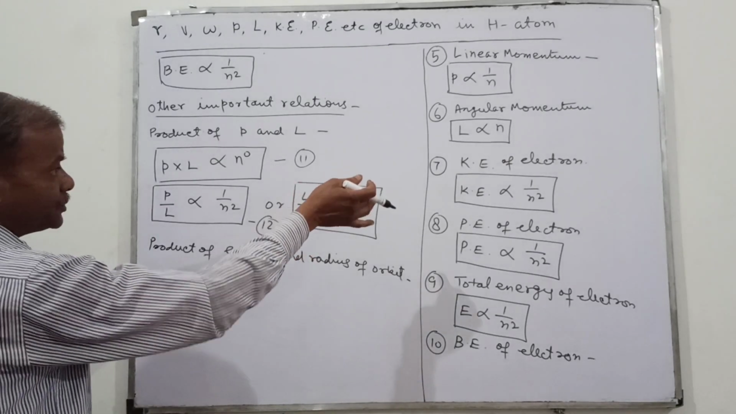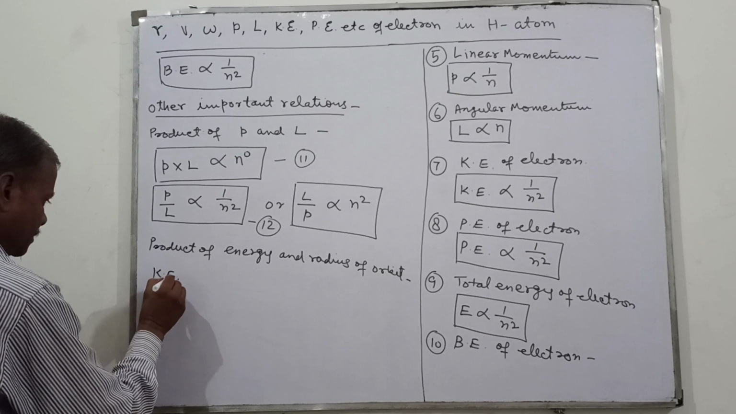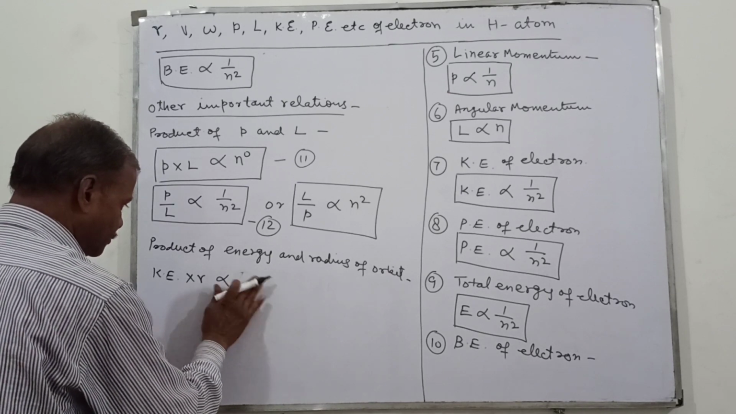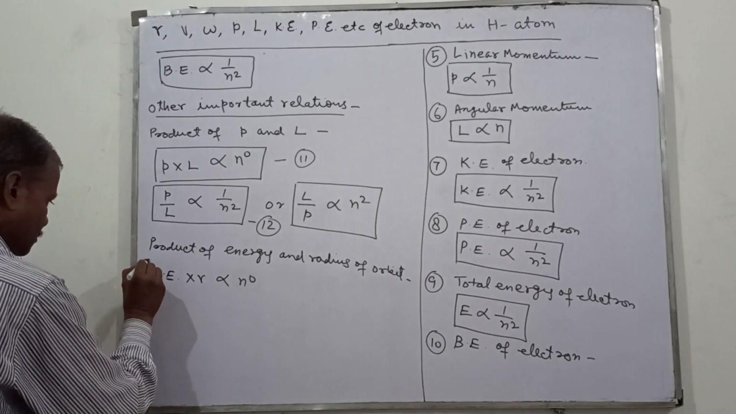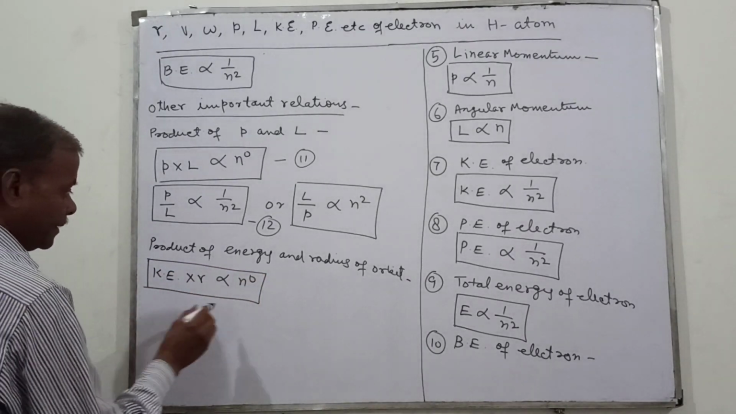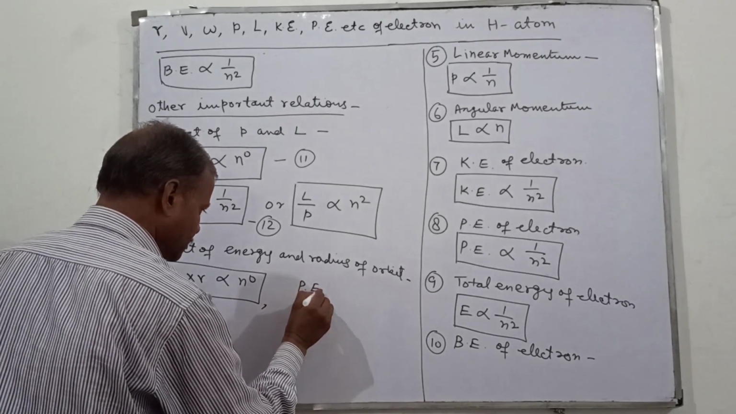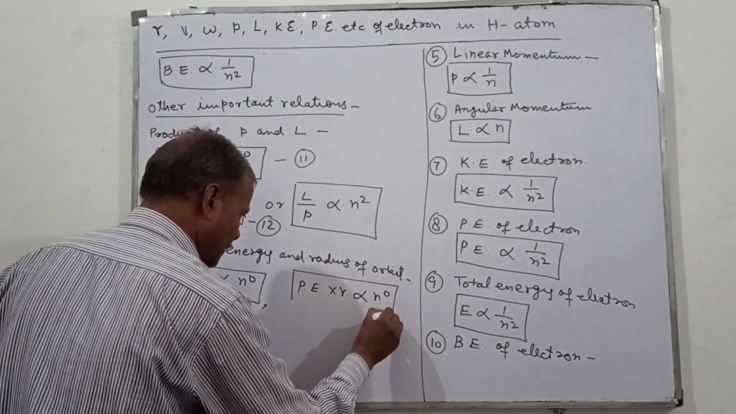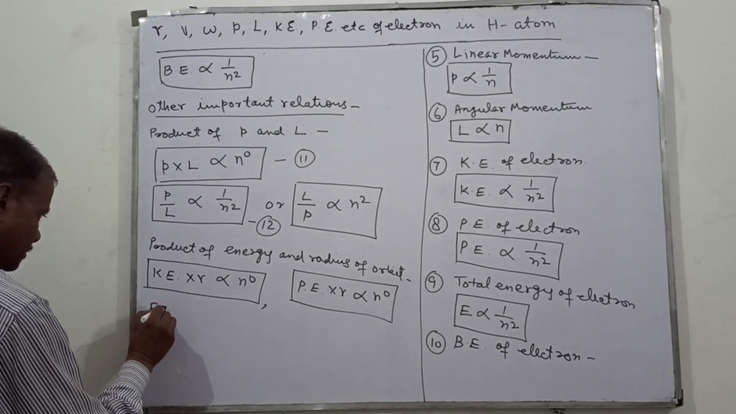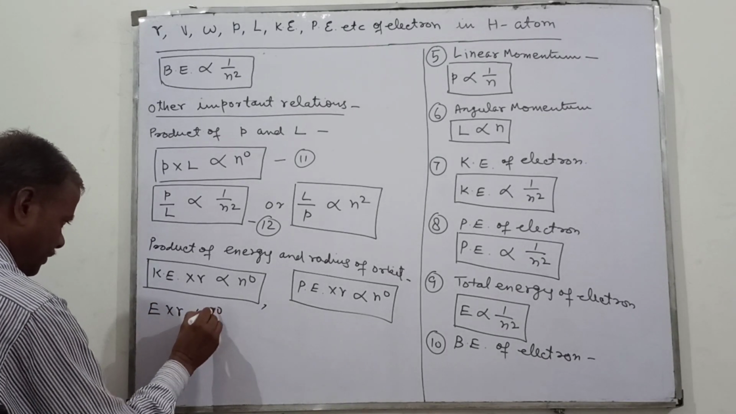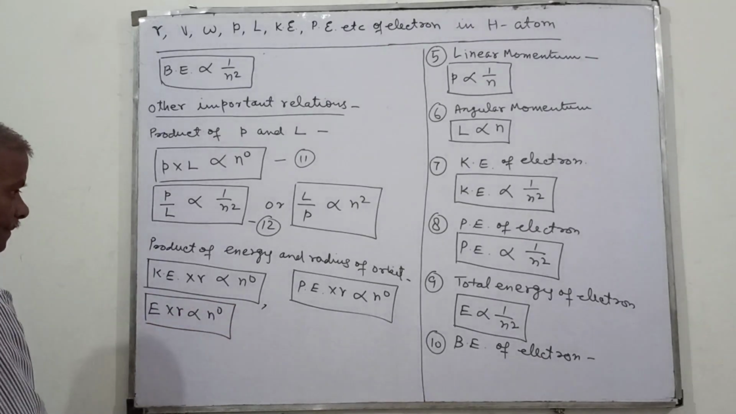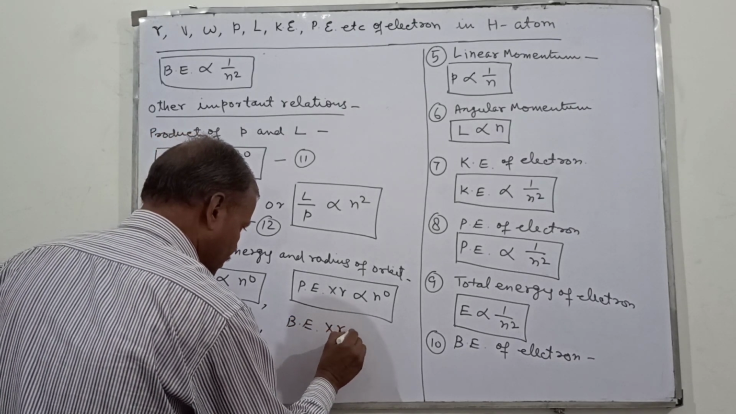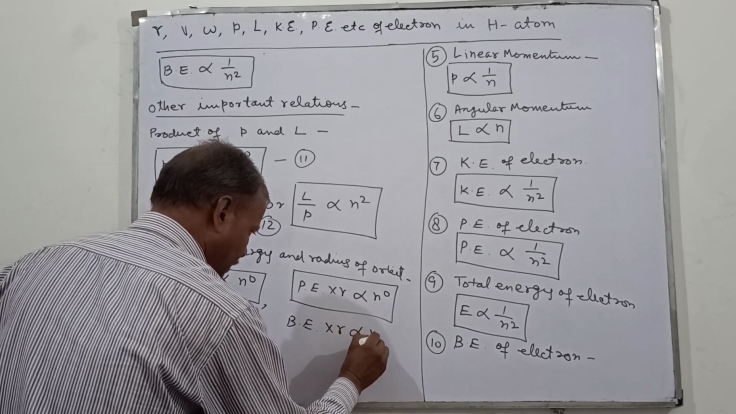So now you can take either of these two: this kinetic energy into R is proportional to 1 upon n raised to power 0. This is now n to the power 0. Similarly, this potential energy into R is proportional to n raised to power 0. The total energy into R is proportional to n raised to power 0. This binding energy into R is proportional to n raised to power 0.